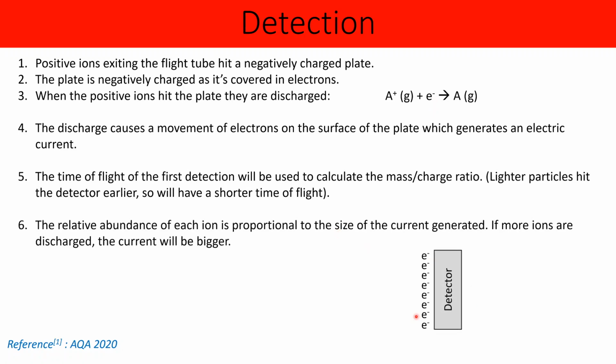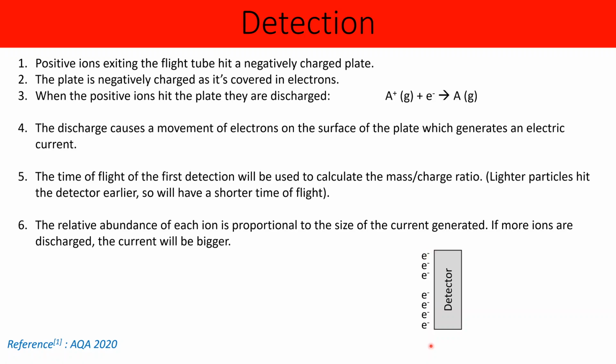Okay, so here's my detector, and here's my positively charged ion that's been accelerated. Here it goes down the flight tube, boom, hits the detector, and it's going to get discharged. So I'm going to just show it disappearing. See how it took the electron with it when it got discharged?